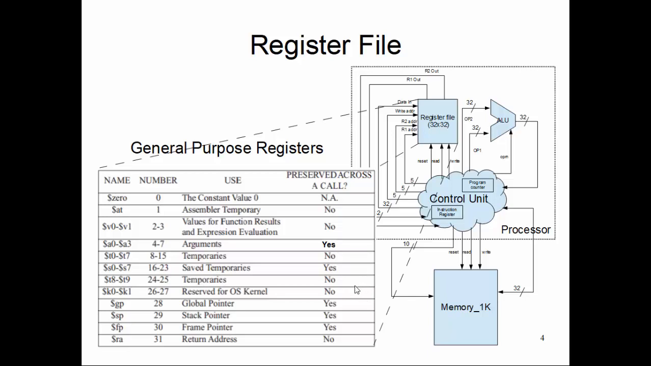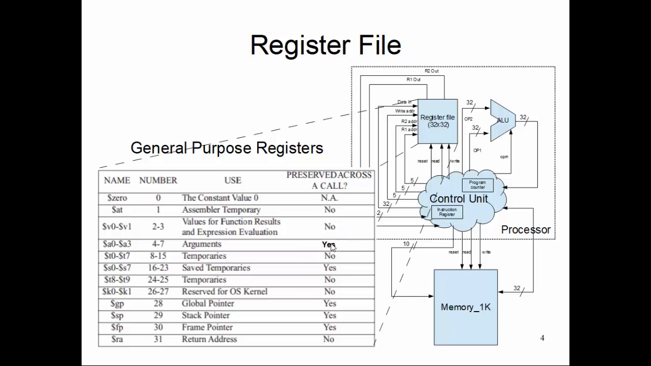One thing to note: in the first page of your assembly textbook, that green page which lists the MIPS instructions, there is exactly this table, except that the book assumes the A0 to A3 values are not preserved across the call, but in this class we will assume they are preserved.